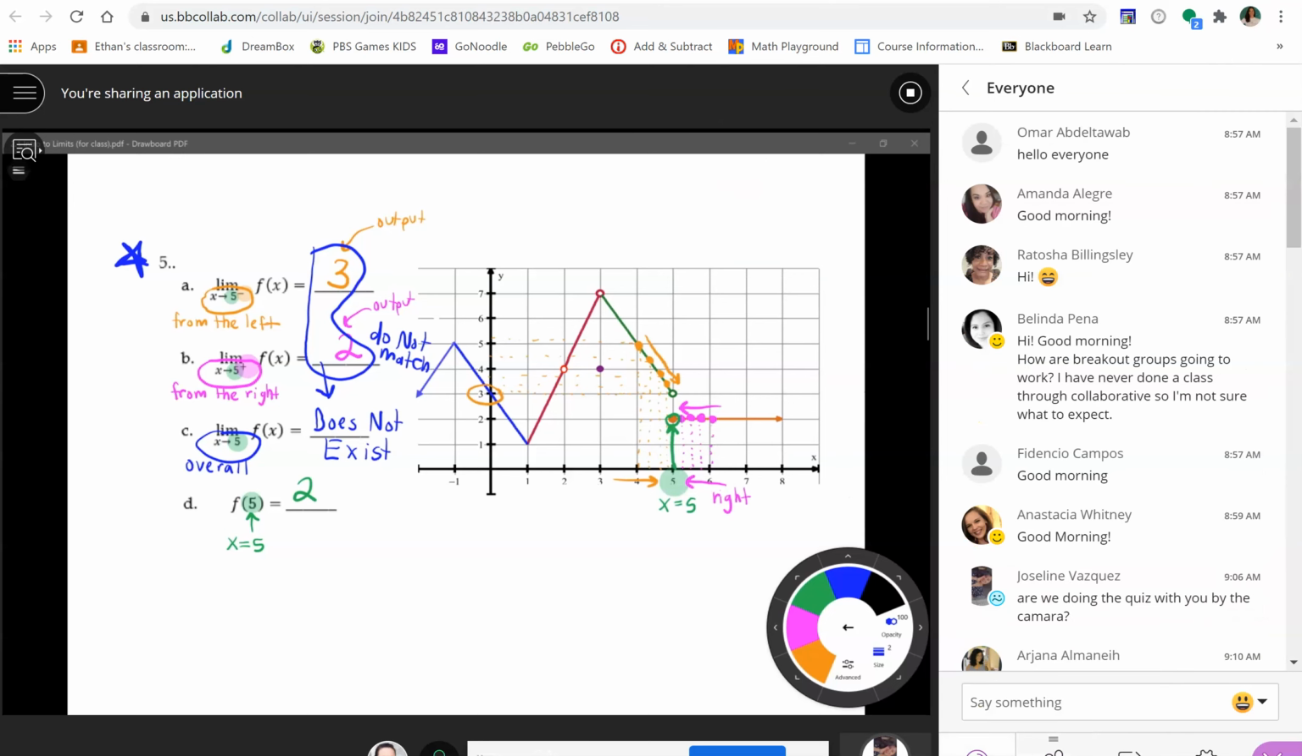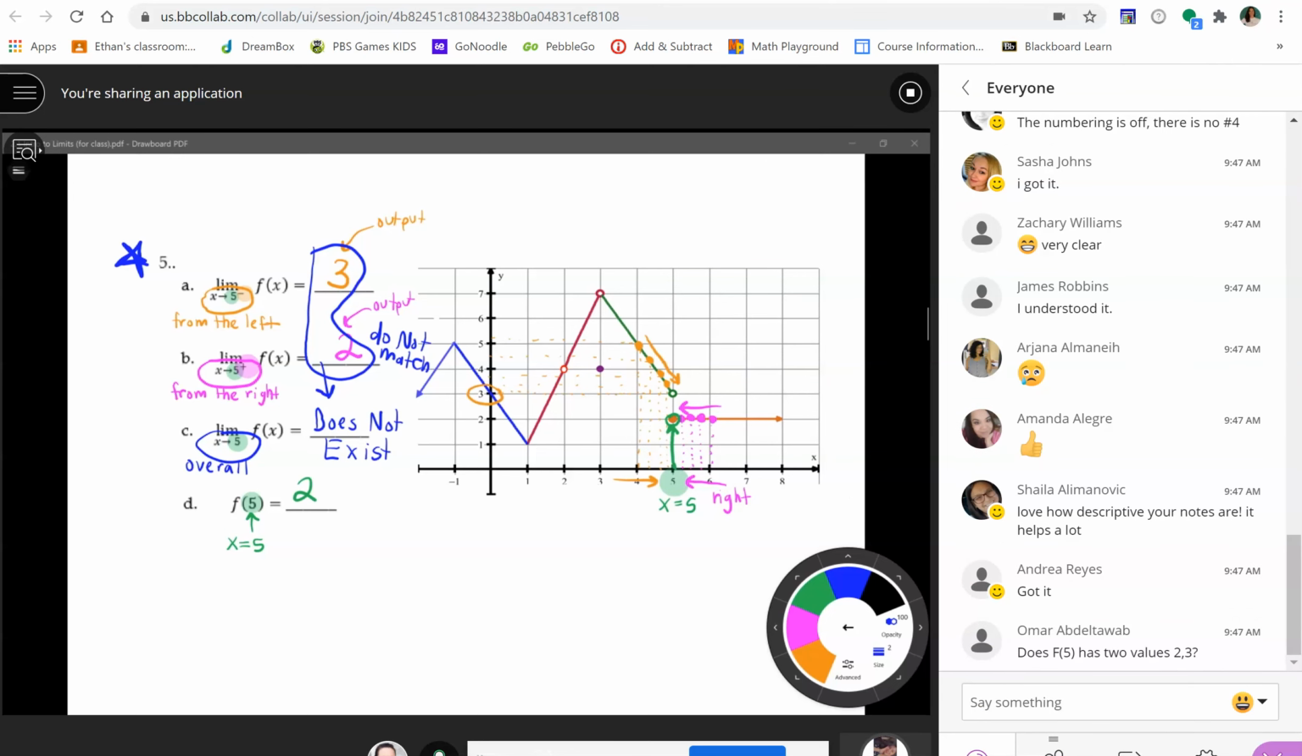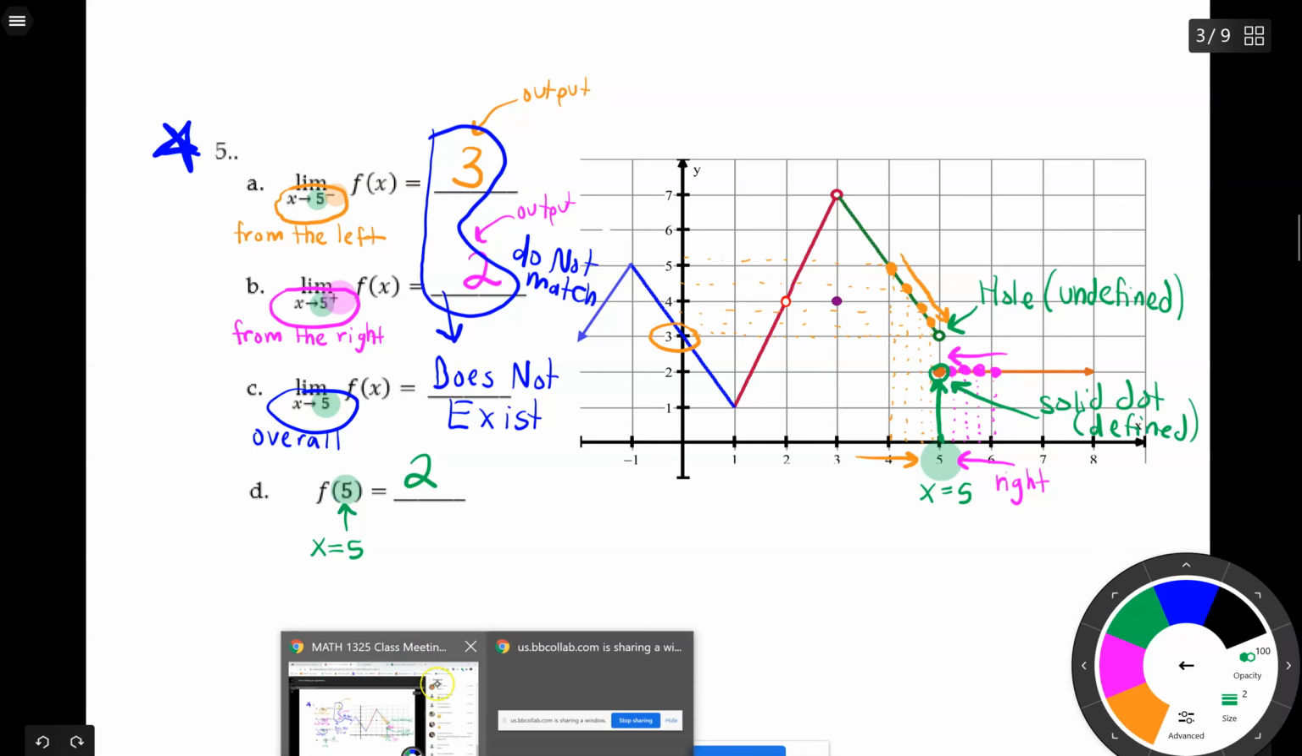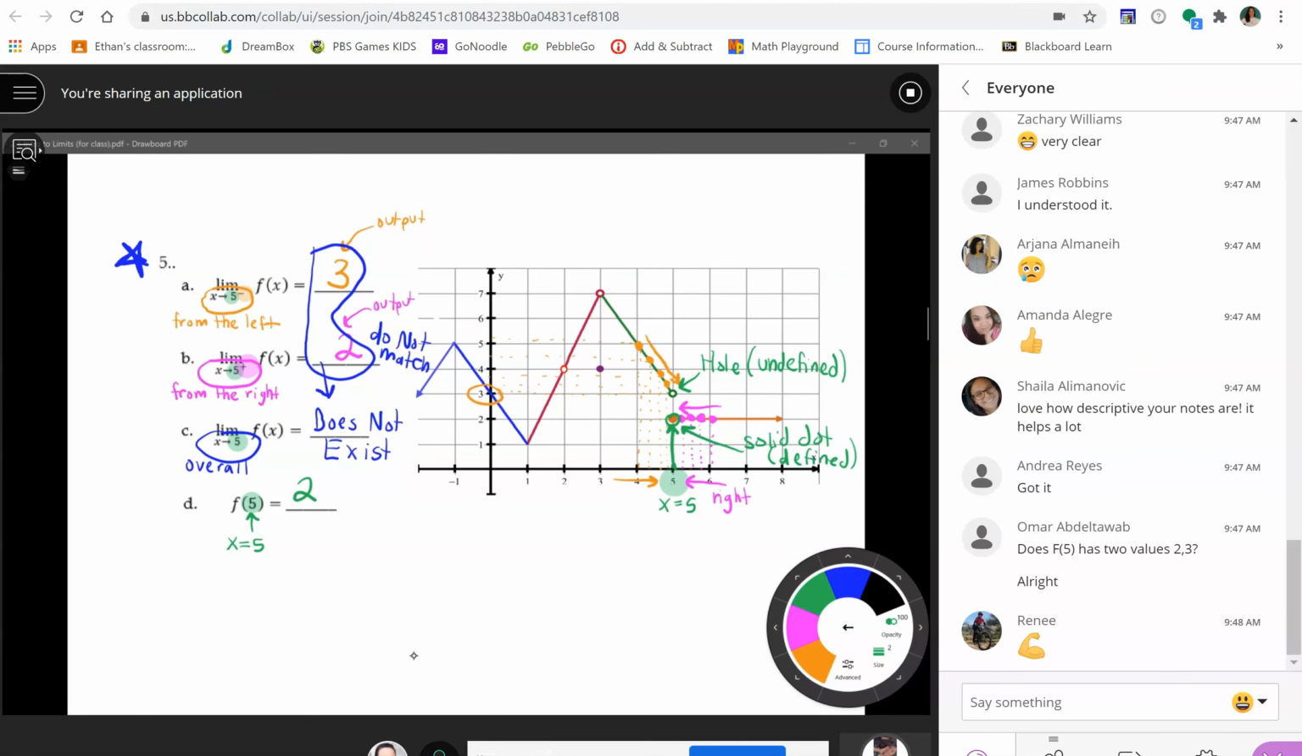There's a question in the chat right now. Omar's asking, does the function have two outputs? No, it does not. When I look here at my function, when x equals 5, there's a hole. If there's a hole, that means it's undefined right there. The output is missing at that hole. But there's a solid dot here. This is a solid dot, so that's where the function is actually defined. Good question.